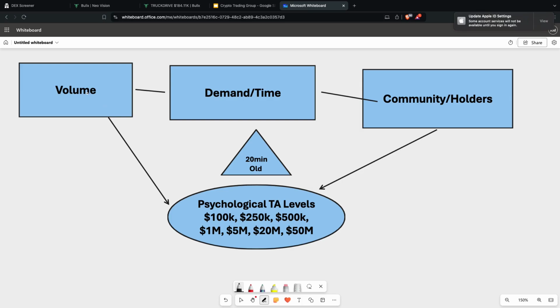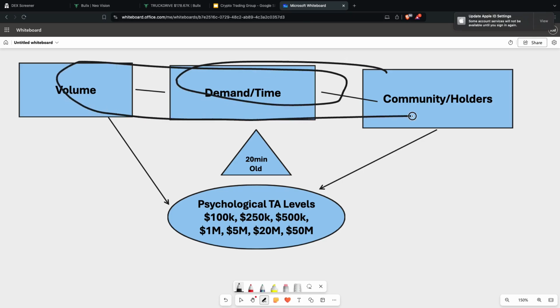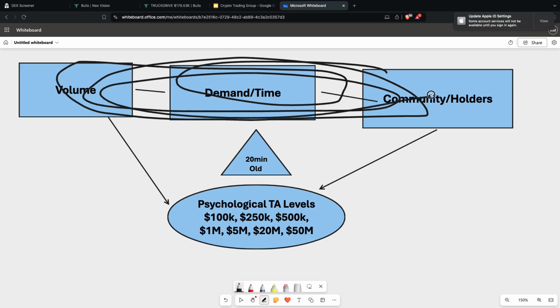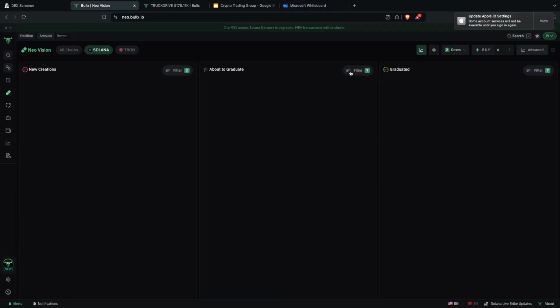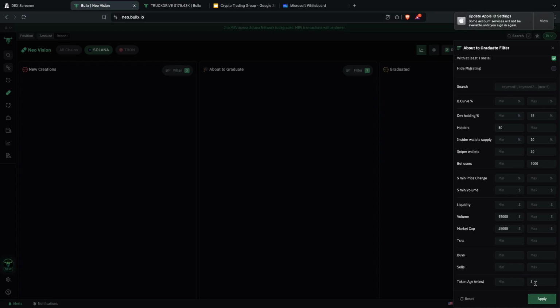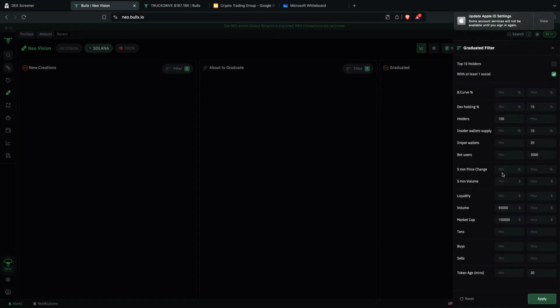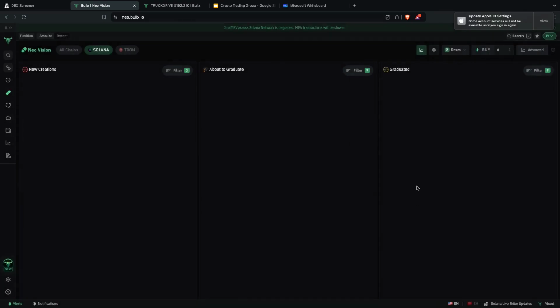So the reason why I was giving you the volume, the time, and the community behind it is because these three pillars are what really makes you identify a freshly created coin which is going to do very well. And like I told you, all these time frames that I'm looking at are extremely minute. I'm looking at 3 minutes, a coin that was created 3 minutes ago. When it comes to the graduated filter, I'm looking at coins that were created 12 minutes and below. I've got 30 minutes right over here because I want to give myself some time to find some coins that graduated here.